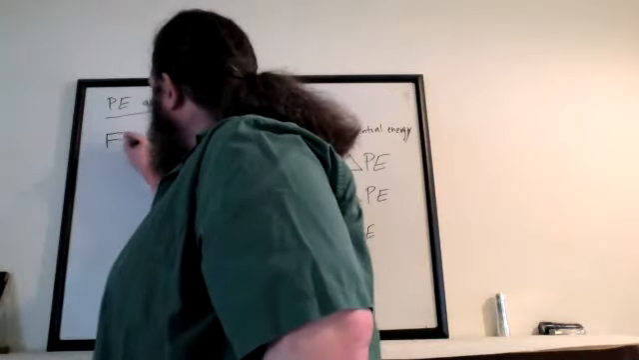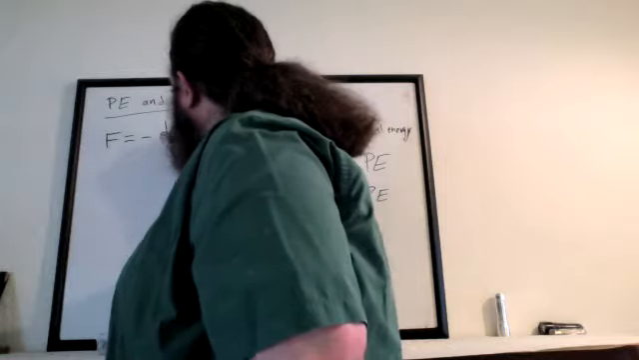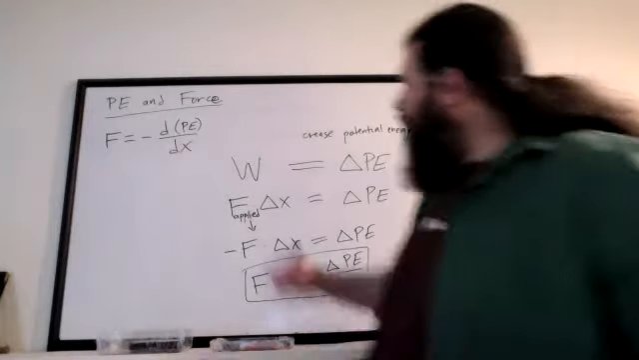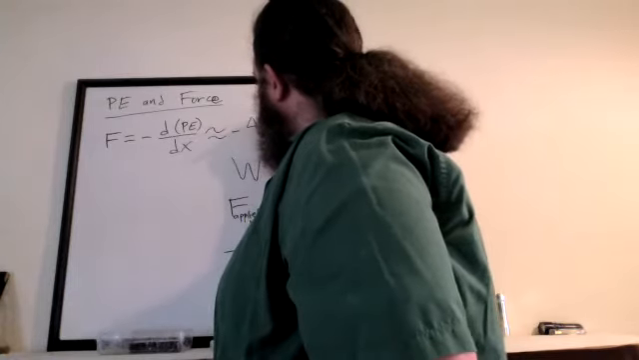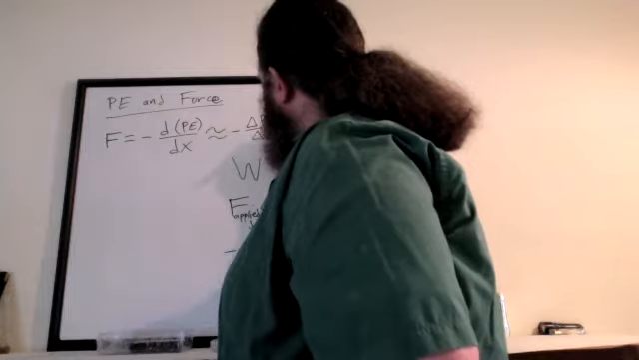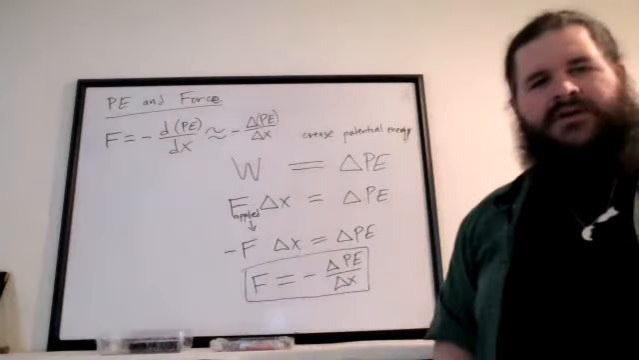So really the way these should be related is force equals negative derivative of potential energy with respect to x. But we can say that's approximately change over change. Any questions on that so far?